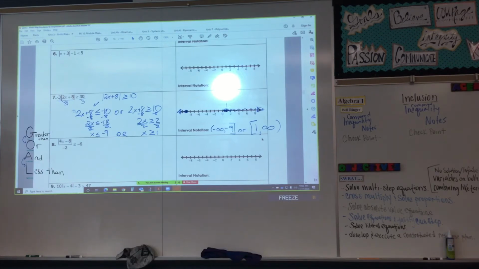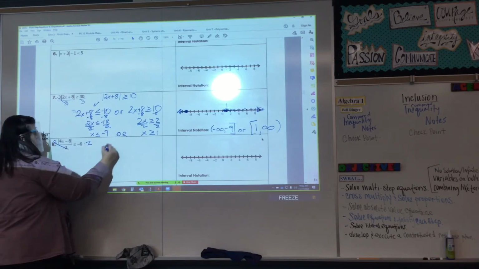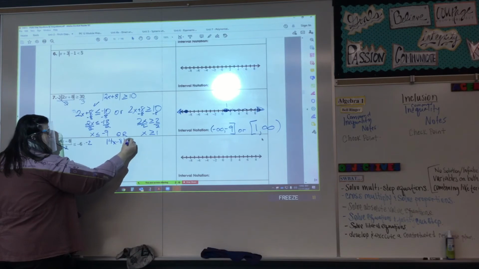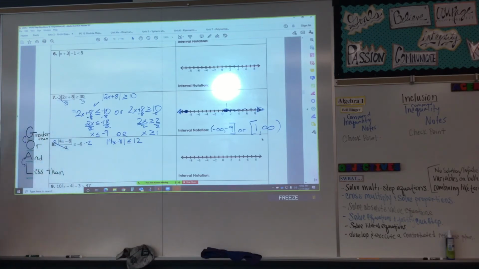All right. Looking at number 8. Feel free to pause the video at any time to copy down what you need to copy down. Number 8, I need to get rid of this -2. It's being divided, so I need to multiply both sides by -2. Cancels out here. Absolute value of 4x minus 8 is less than or equal to 12.